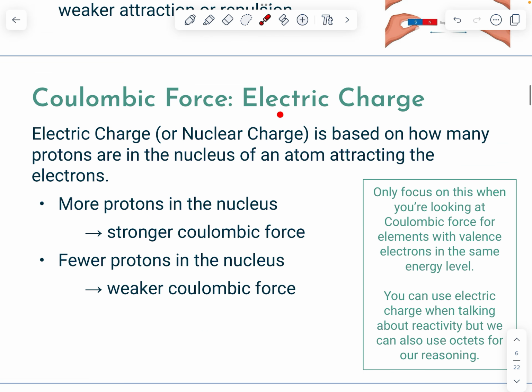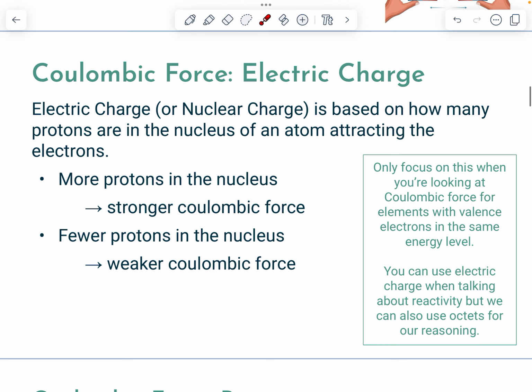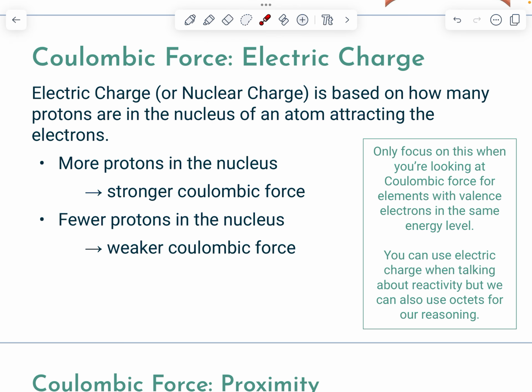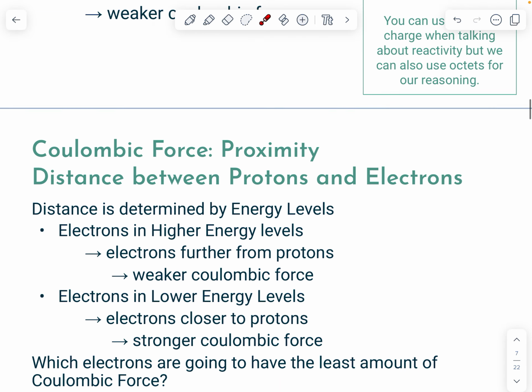And so when we're looking at electric charge, we really only focus on this if we're looking at Coulombic force for elements that have valence electrons in the same energy level. So we would only look, if we already know those valence electrons have the same proximity, then we would compare that nuclear charge or that electric charge with that. We use this when talking about reactivity as well. We can also, though, consider octets when we're talking about reactivity because this is what actually determines those behaviors.